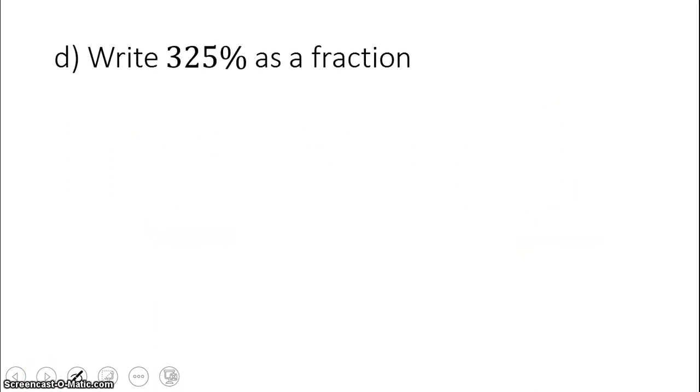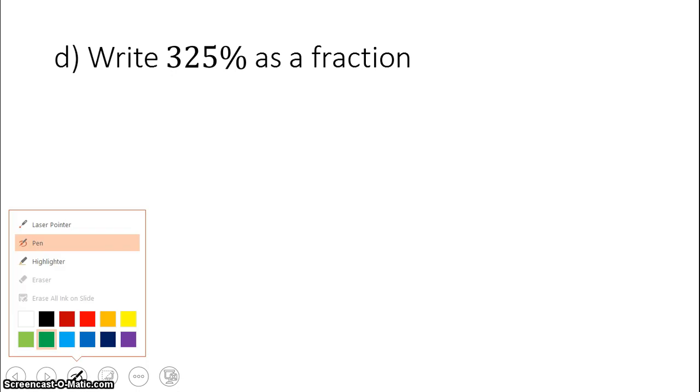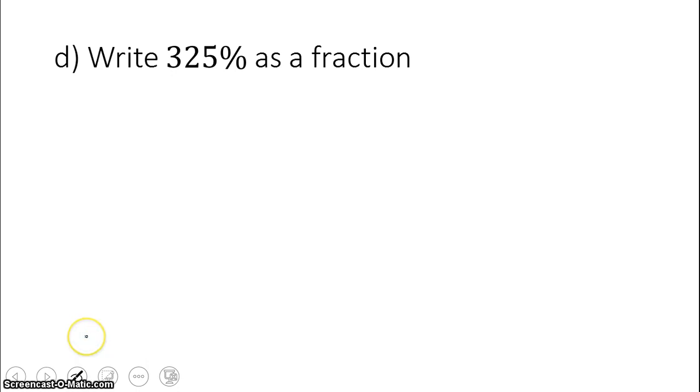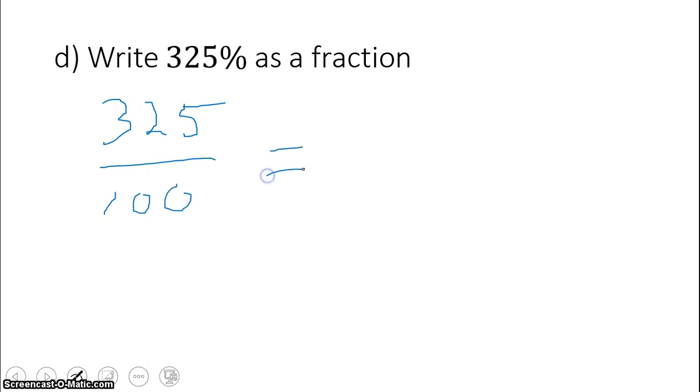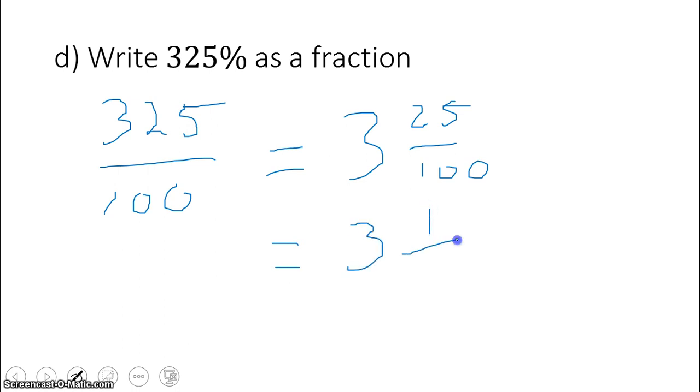Right, 375% as a fraction. So when we're doing this one, the way I would do it is, let's start off with 375 out of 100, because it's a percentage. And then to reduce it down a bit further, we could write it as a mixed number. We could write it as 3 and 25 out of 100. Which we could further simplify as 3 and 1/4.